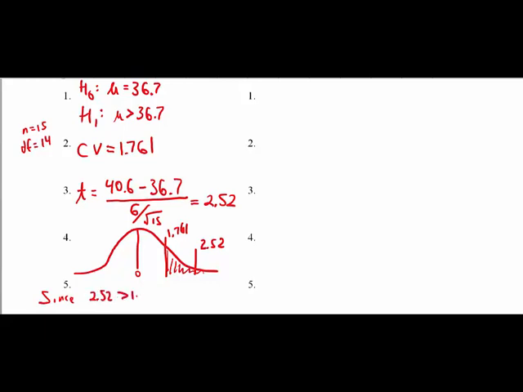So since 2.52 is greater than 1.761, you could have also said this the other way, that since 1.761 is less than 2.52, we will reject the null hypothesis.